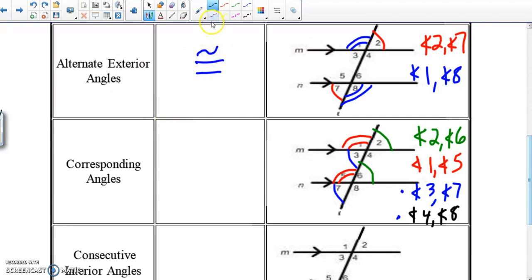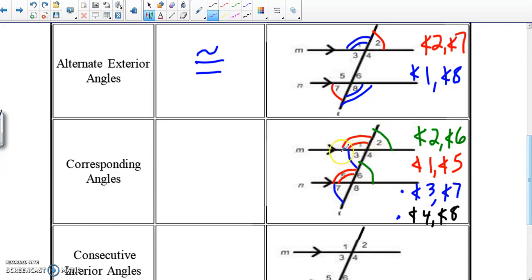All right, so there are my answers. Angle 3 and angle 7 are corresponding, as well as angle 4 and angle 8 right there. If you mark them in, notice what I did. When I marked angle 3 and angle 7, I only marked them with one arc.